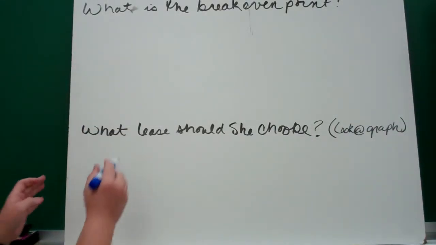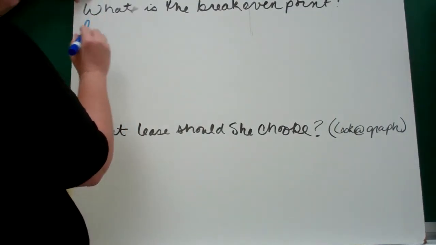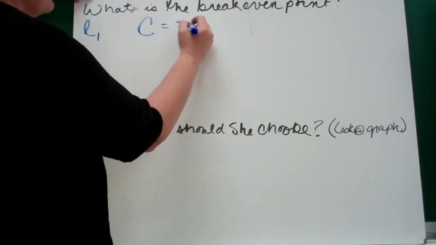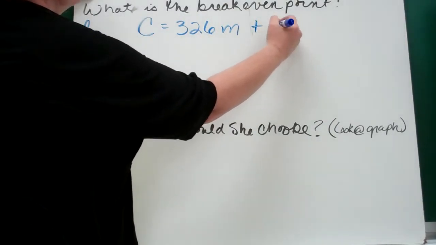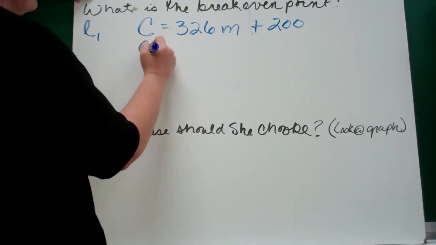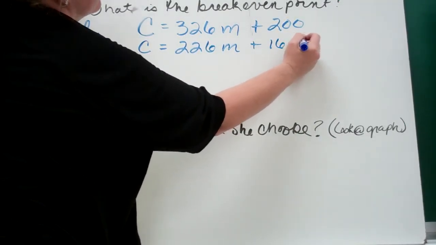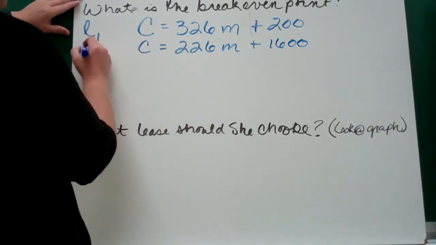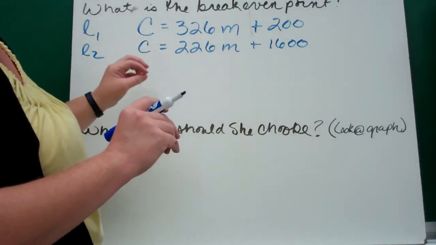Okay, the break-even point. Here we have with lease 1, I'll call it L1, lease 1, line 1, whatever. The total cost is going to be $326 per month times your month plus 200. The other one is your total cost will be $226 per month plus 1,600. Okay, here's L2. We are going to solve this system of equations and find out when they are equal.